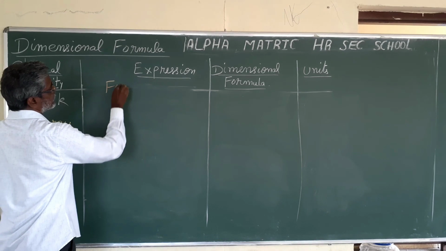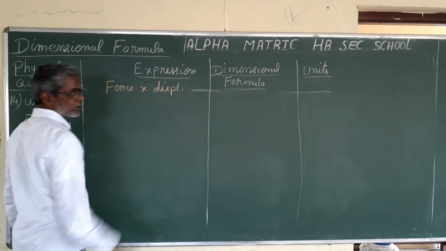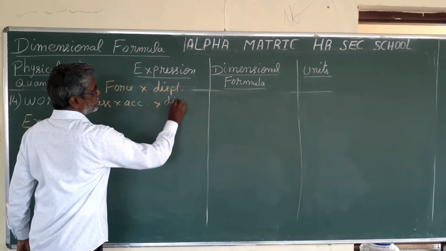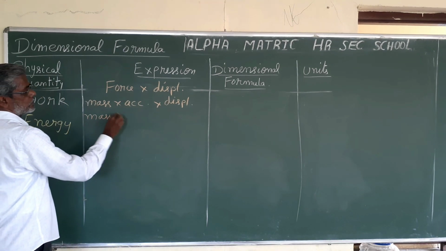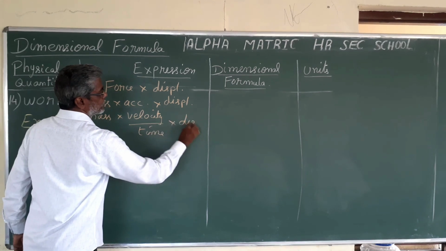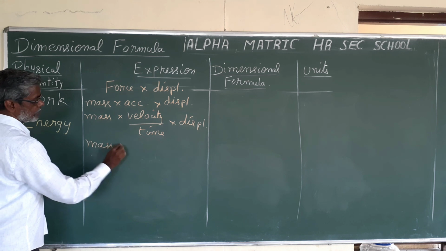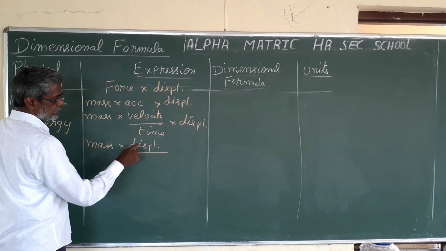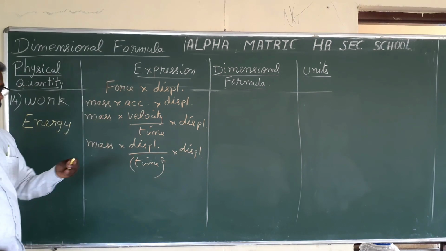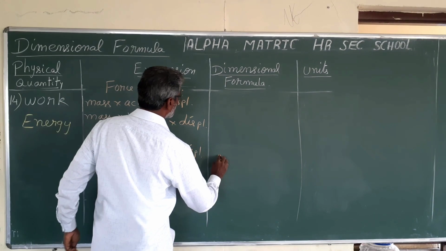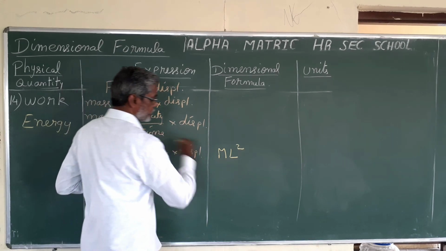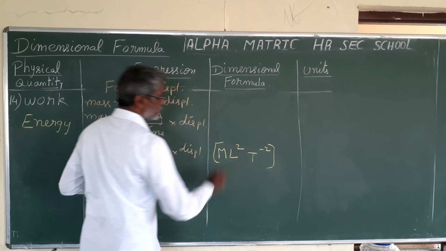Now work is equal to force into displacement, or mass into acceleration into displacement. So mass into acceleration, velocity by time, into displacement. So mass, velocity is displacement by time, and with the other time it becomes time square, into displacement. Now this is in the form of fundamentals. What is the dimensional formula for mass? M. Displacement L, here one more displacement, so L square. Time T, bring into the numerator, so T to the power minus 2.